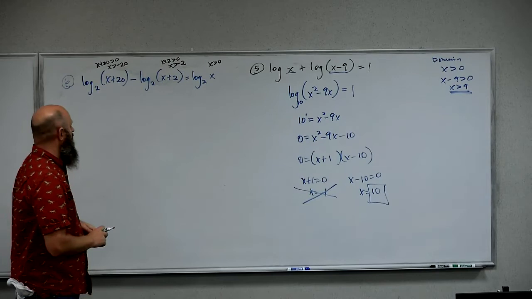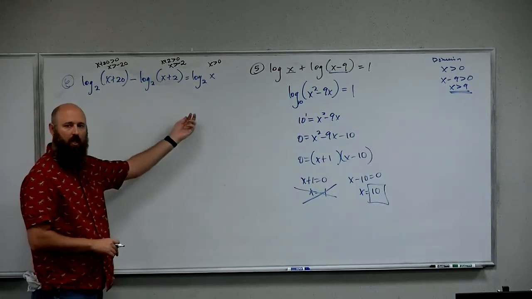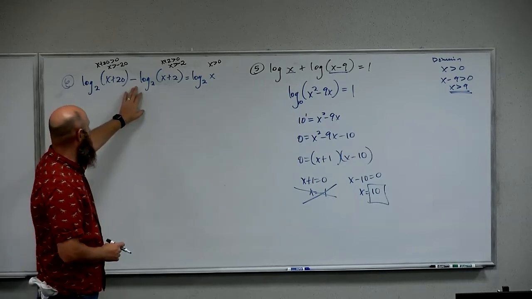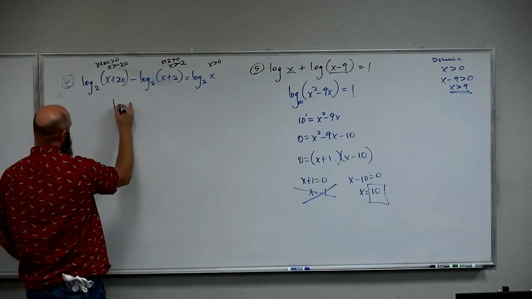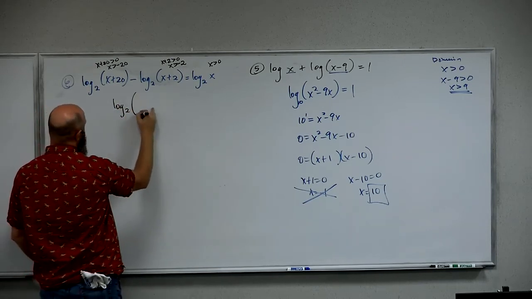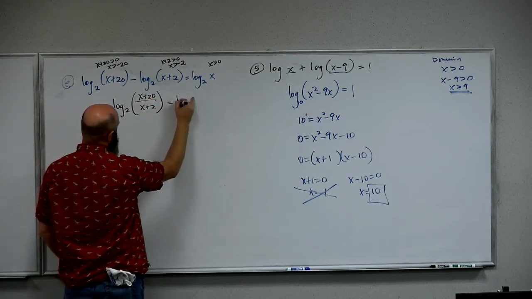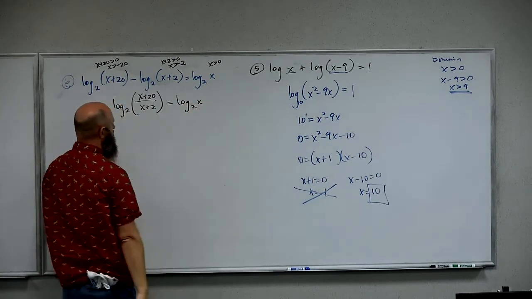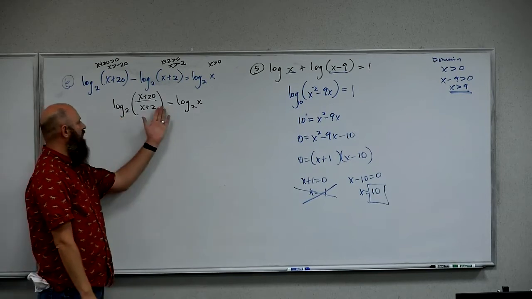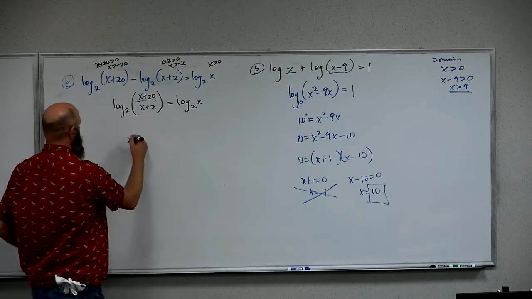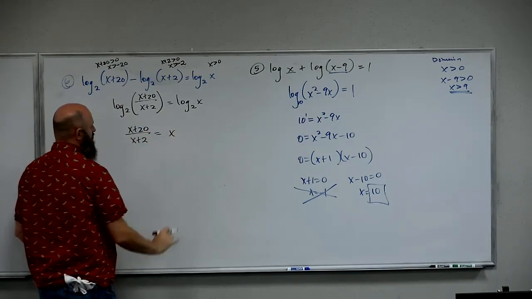Okay. All right, well, now we've got logs all the way across, and that's okay, but it still needs to be a single log equals something for those. So we need to put these together using our rules. And so since that's minus, I can rewrite this as log base 2 of x plus 20 divided by x plus 2 equals log base 2 of x. All right, well, now because I have a log equals a log, I can just get rid of those and say x plus 20 divided by x plus 2 equals x.